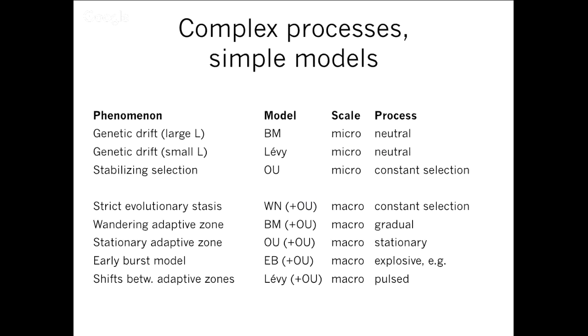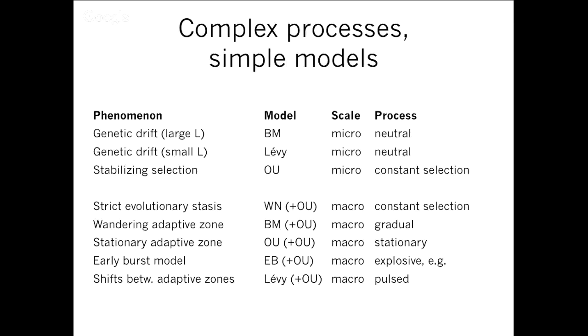This is just a very brief overview of how the complications of these very simple models that we use, such as Brownian motion models, Ornstein-Uhlenbeck models, and so on. These simple models are often purposed to explain different phenomena depending on what scale you're working with. So a Brownian motion model on a microevolutionary scale might be consistent with neutral evolution by genetic drift.